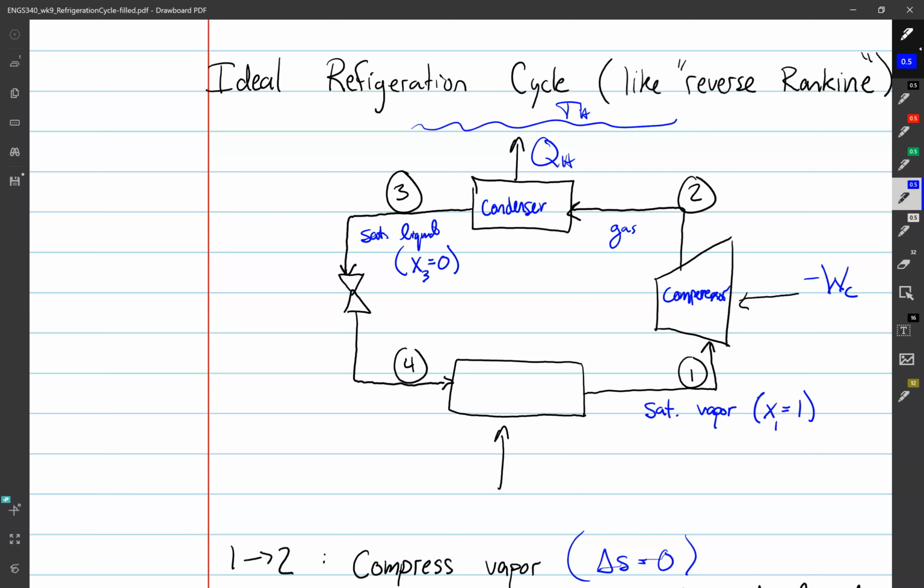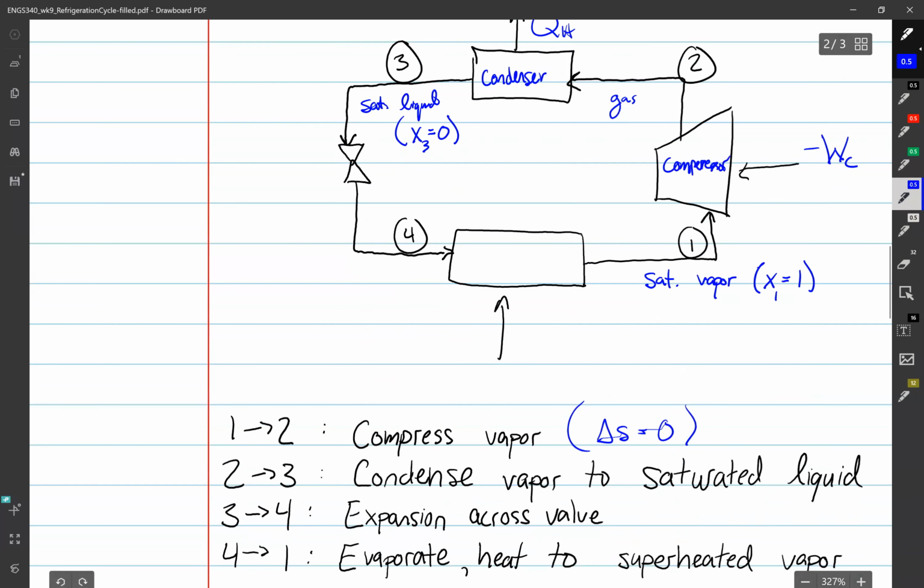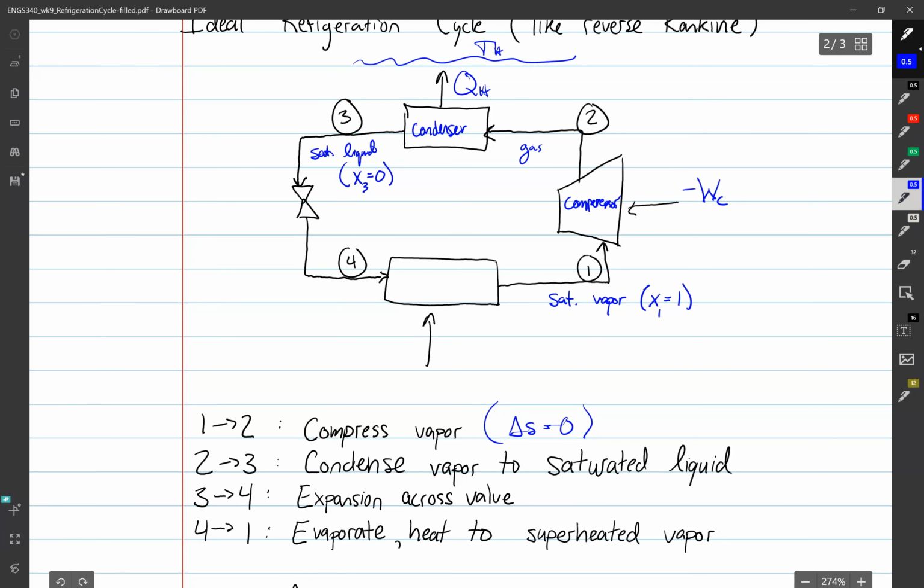And again, this is just the ideal refrigeration cycle. Practically, we don't necessarily have to have a saturated liquid at 3. It could be a vapor-liquid mixture or a subcooled liquid. But for the ideal cycle, it's saturated. And that step from 2 to 3 is, we'll call it P2 equals P3. So that's an isobaric step, a constant pressure step, just like the heat exchanges in Rankine were constant pressure.